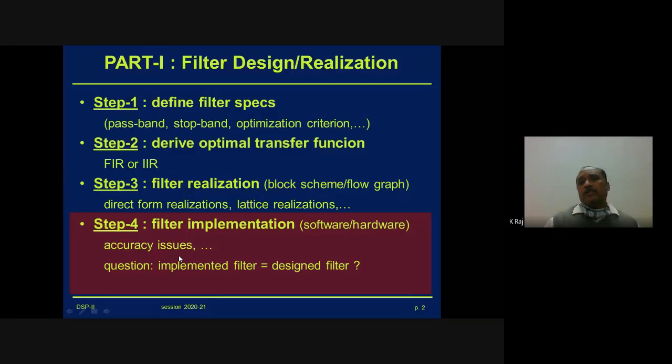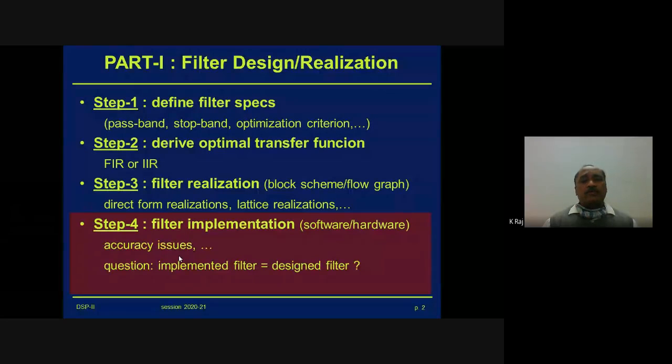Naturally, at the time of the implementation accuracy issues take place, because we are using a limited number of bits in place of an infinite number of bits for the representation of the coefficients as well as of the signals. So now the question arises whether the implemented filter is the same as the designed filter or not.